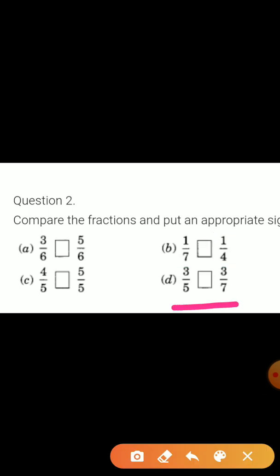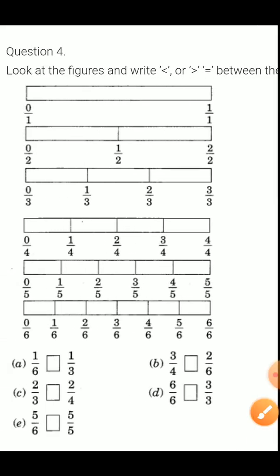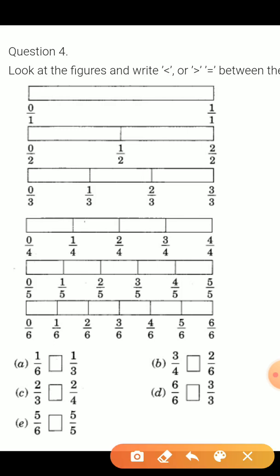Now in this fraction, 5 is less than 7. Hence the fraction having denominator 5 will be greater than the other fraction. Means 3 by 5 is greater than 3 by 7. Now coming to question number 4. Here again we are asked to compare the fractions.